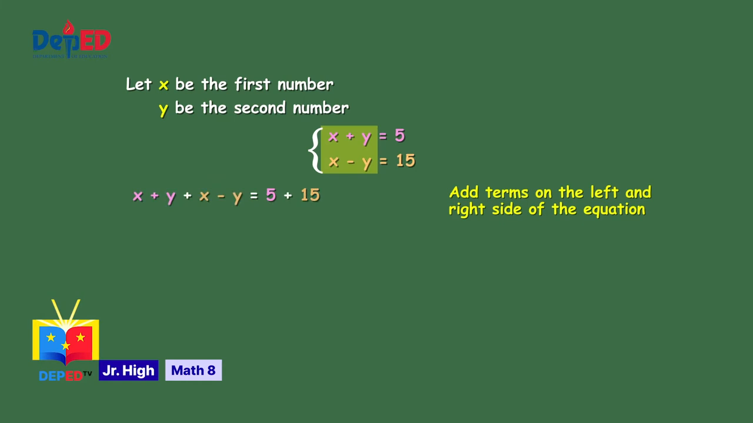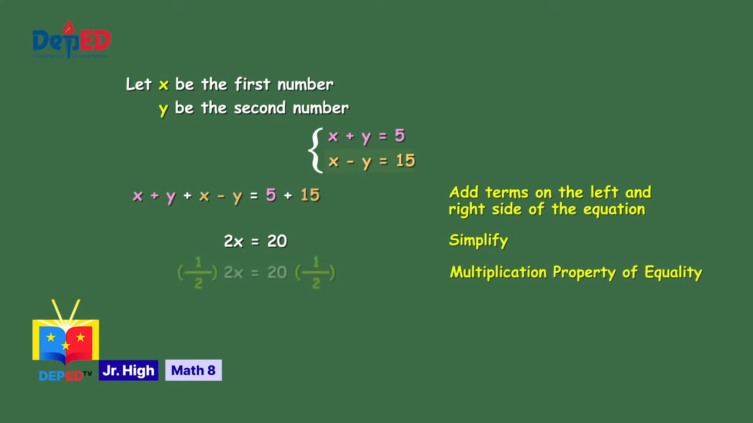Then, we will combine like terms. So the equation will be 2x equals 20. Then multiplying 1 half to both sides of the equation, what will be the value of x? x is equal to 10.